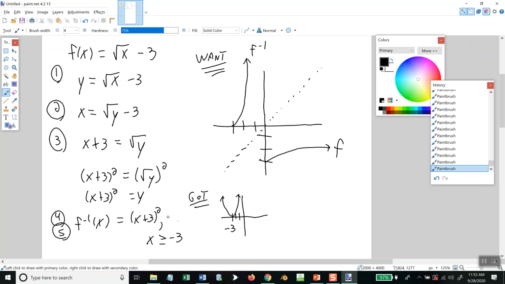Pretty much anytime you have an even power, you're going to put x is greater than or equal to some value, or less than or equal to, as appropriate. Questions on any of those?